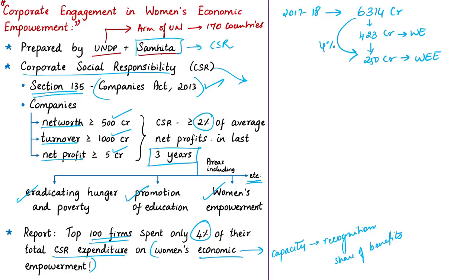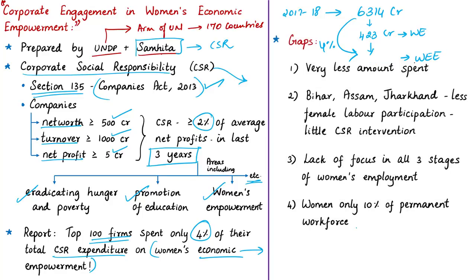Now, the news article also mentions the top companies which spent the most money. These companies are Hindustan Unilever, then Tata Steel and Ambuja Cement, etc. So, what are the gaps or the lacunae in economically empowering women that are mentioned in the report? According to the report, 72% of the top 100 companies reported intervention in women's economic empowerment. But as we have discussed, the amount spent in this sector is very less. So there is a huge scope for enhancing the spending.